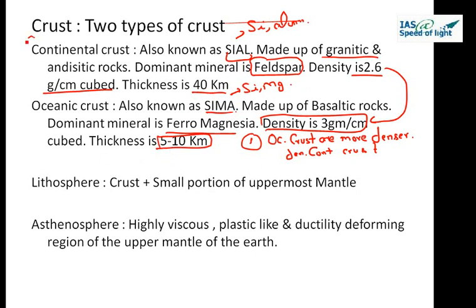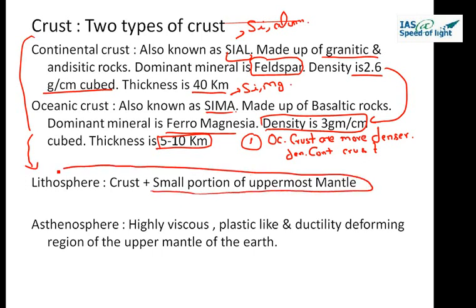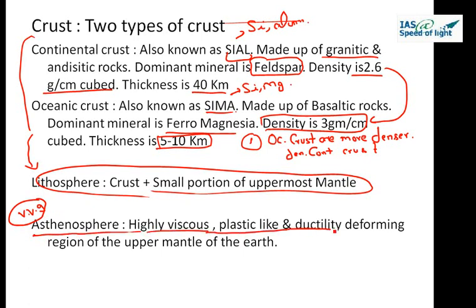After crust, we come to the lithosphere, which is the crust plus a small portion of the uppermost mantle. So simple, lithosphere. Then we come to a very important part of the Earth's interior, which is the asthenosphere, which is a highly viscous, plastic-like, ductile-deforming region of the upper mantle of the Earth, and it is over the asthenosphere that the whole plates, or these oceanic and continental crusts, move.